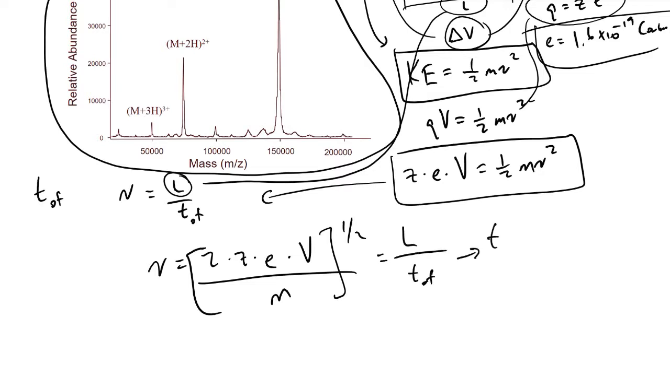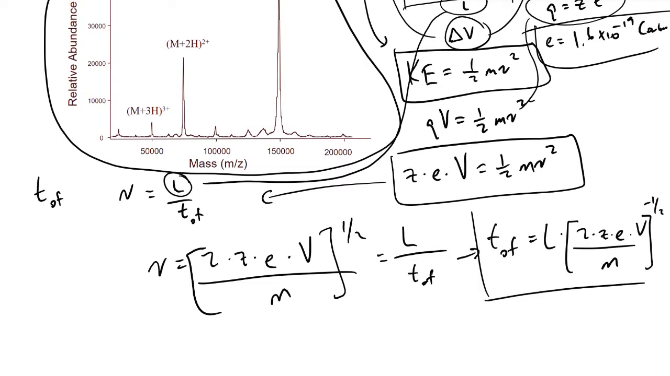We can now evaluate time of flight quite simply as the following. We just multiply both sides by TOF. We'll have the length of our vacuum chamber times 2ZeV over m raised to the minus 1/2 power. We've just defined what the time of flight is in our system, and we're a step closer to determining what our mass per charge is.